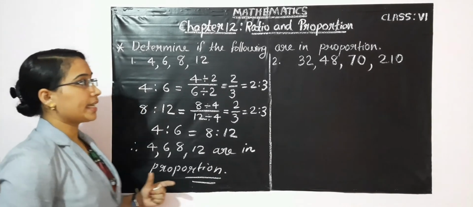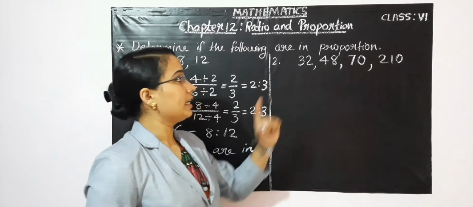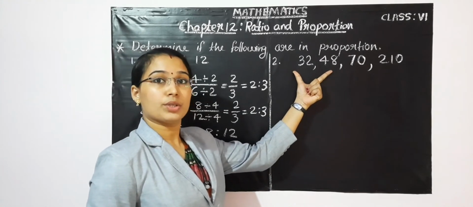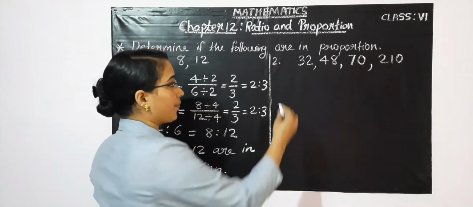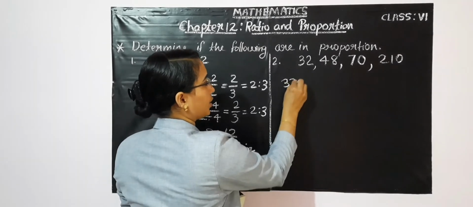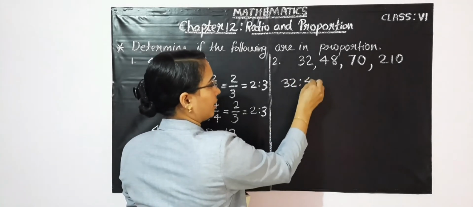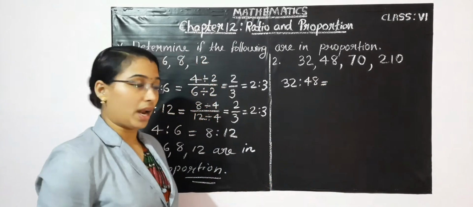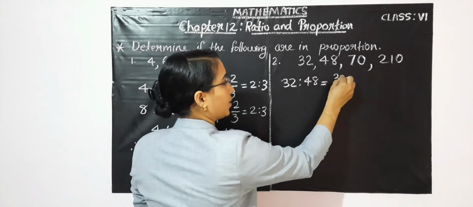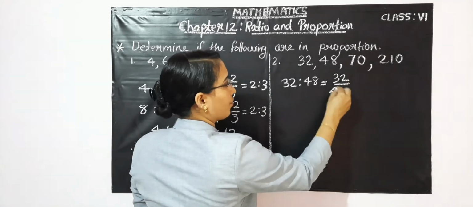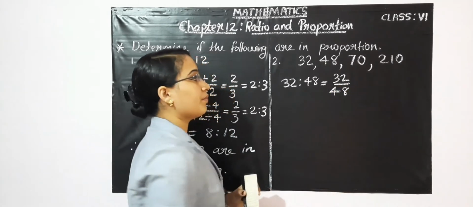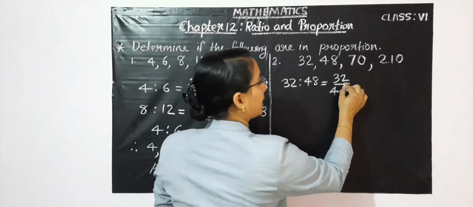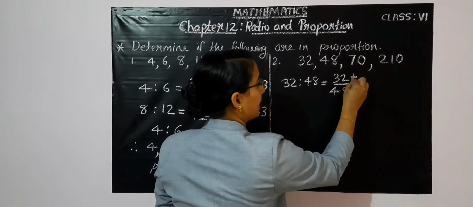Okay. Then, second question, the same type of question, and 4 numbers are given. So, first take the first 2 numbers as the first ratio. So, we can write 32 is to 48. Then, we want to write it in the form of a fraction, that means 32 divided by 48. Here also we want to divide by the highest common factor. So here the highest common factor is 16.